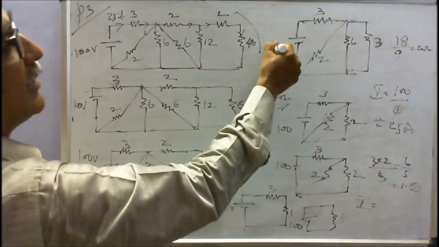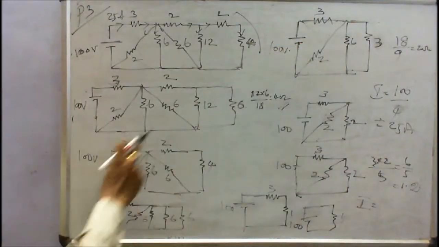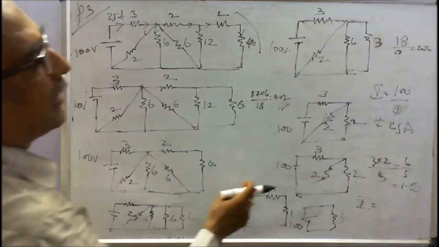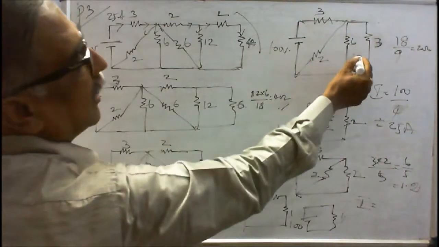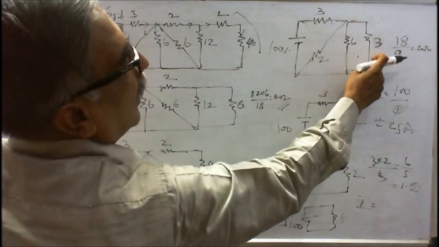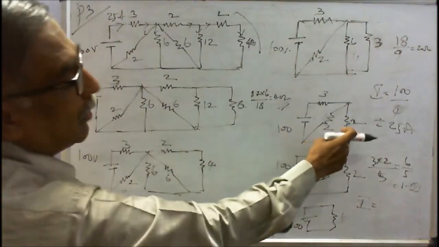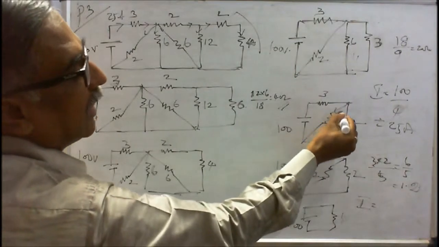Now this is another step. Again I will reduce it. This is 100 volts, the 3 ohms is given, and this is 6, this is 3, and this is 2. These two are in parallel. Therefore 6 into 3, 18 by 9, is 2 ohms. Again these 2 ohm and 2 ohm are in parallel, because the current divides here.